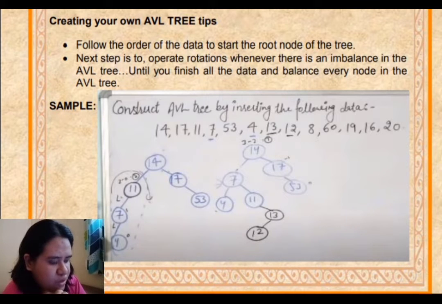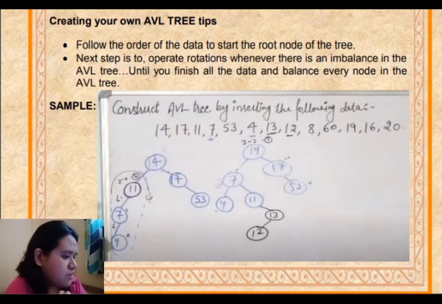And then next is 4. 4 is less than 14, less than 11, less than 7. So we have an imbalance in the left child of the left subtree. So we're going to operate a right rotation. We rotate this, making 7 now the left child. 11 is the right subtree of the left child. 4 is the left subtree of the left child.